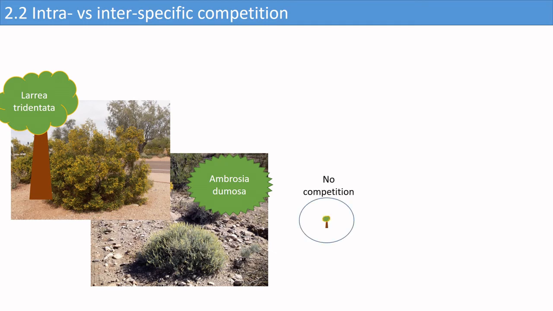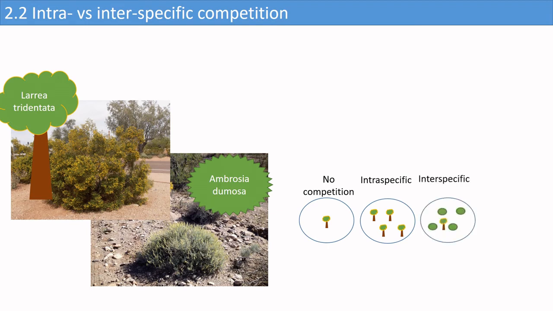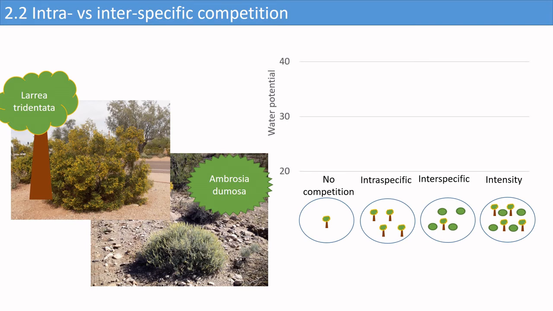So one treatment was without any competition at all. So in a given perimeter, they removed all surrounding vegetation. The other one was intraspecific competition only. So they removed the Ambrosia bushes, but they didn't remove the trees that were nearby. The other is interspecific competition. So all the trees were removed around the focal tree of the study, but the bushes were left. And lastly, we have the two types of competition, intra and interspecific, which are combined together. So here we don't study a type of competition, but we study the intensity of competition. And here are the results.